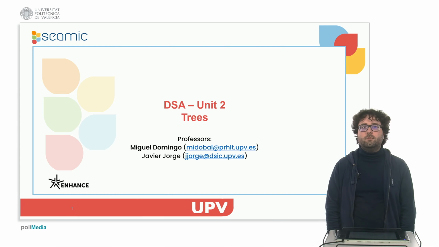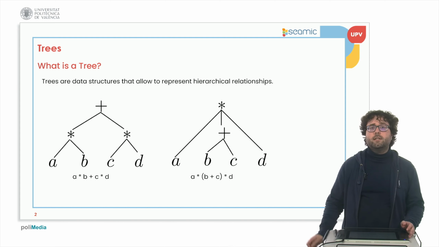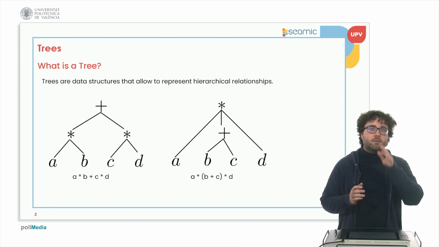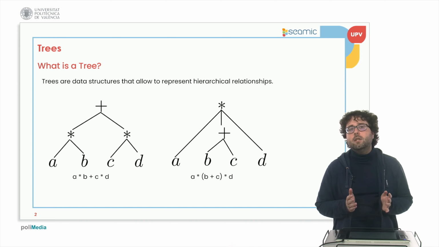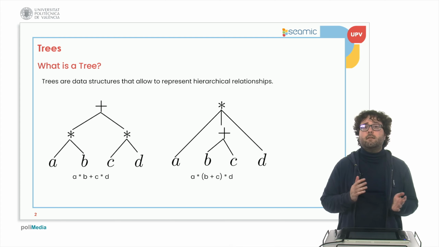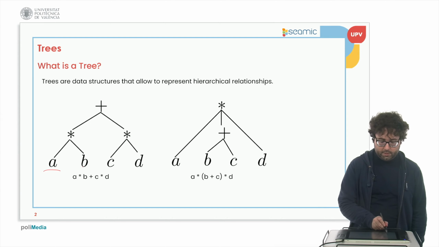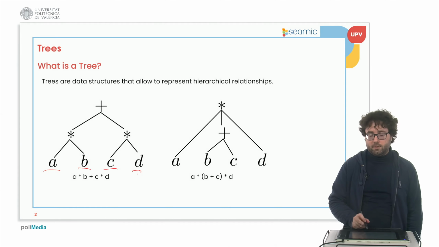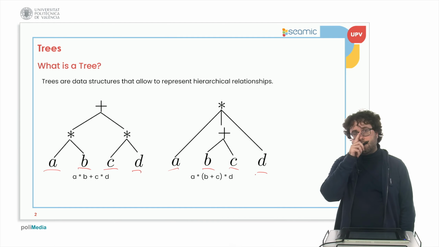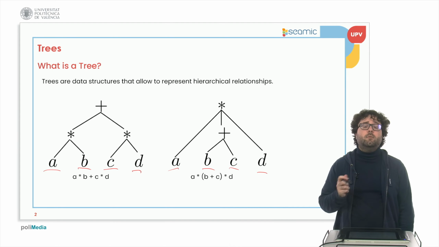Hi there, welcome to Unit 2, and in this lecture we're going to be talking about trees. So first we're going to see what is a tree, which is a data structure which allows for representing hierarchical relationships. In this case, we have two different mathematical expressions. In both of them we have the same elements, but representing different operations.